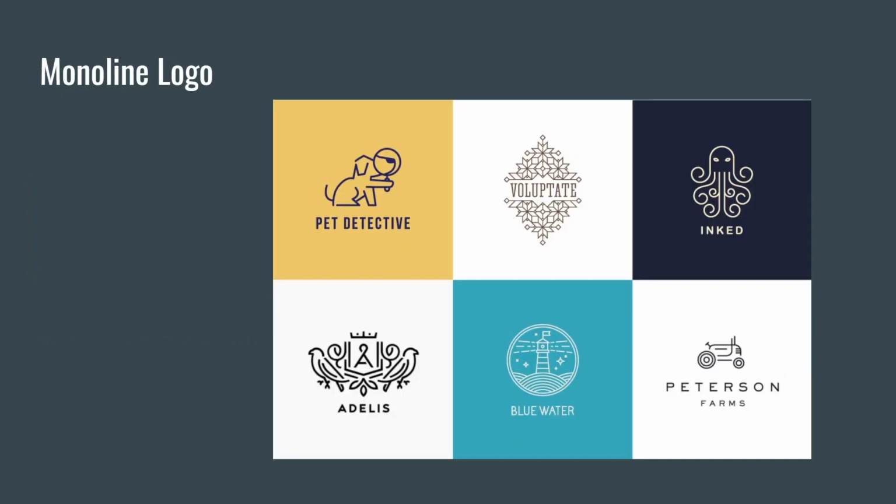And my last ones to show are Monoline logos. These were honestly the hardest to find any examples of, but I found this picture which I really liked. So it has the Pet Detective one on the yellow, the inked, and more.